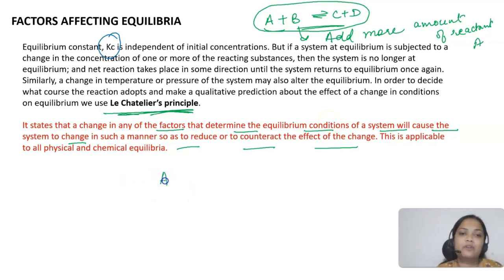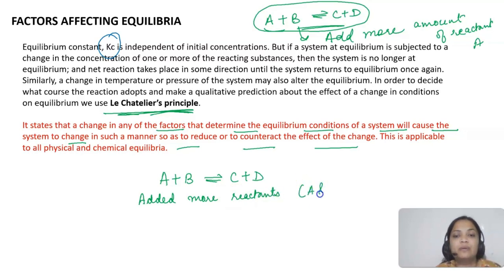I'm taking an example of the same reaction, A plus B gives C plus D. We will discuss all the factors separately. I'm just trying to explain the Le-Chatelier's principle. Now let's say this system was at equilibrium and I have added more reactants. More reactants means I have added some amount of A and B to that reaction mixture. Now equilibrium is disturbed. So according to Le-Chatelier's principle, the system will change in such a manner so as to counteract the effect of the change.